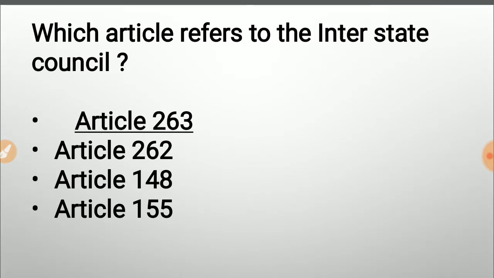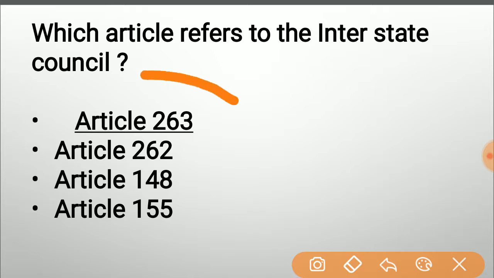Which article refers to the interstate council? So that is article 263.